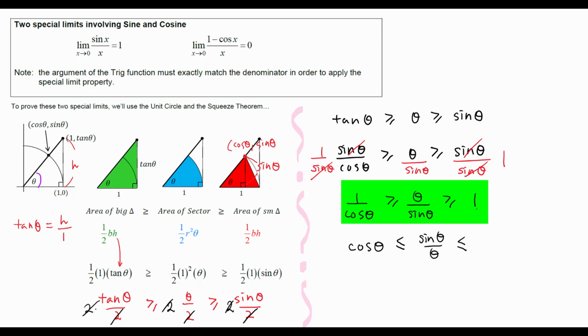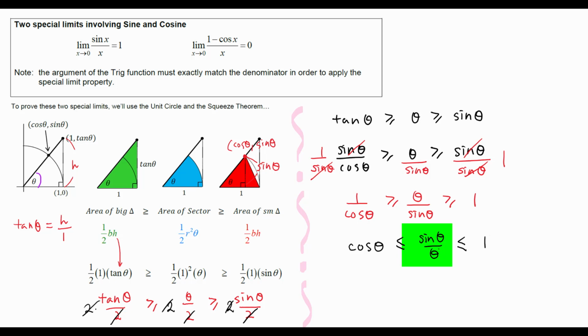And 1 is 1 over 1. When you flip over, it's still 1 over 1. So we still have 1 on the right-hand side. We couldn't yet find out the limit of sine theta over theta as theta approaches 0.